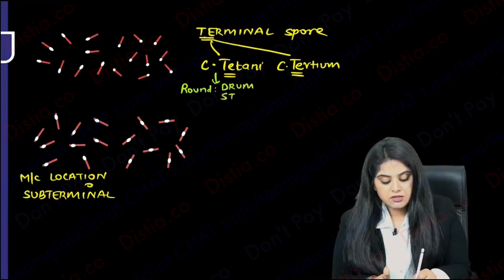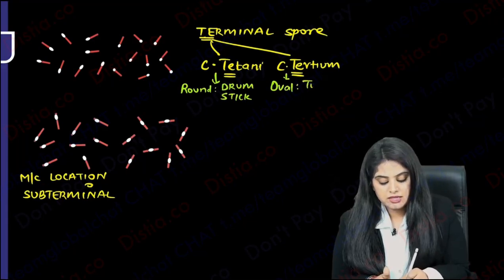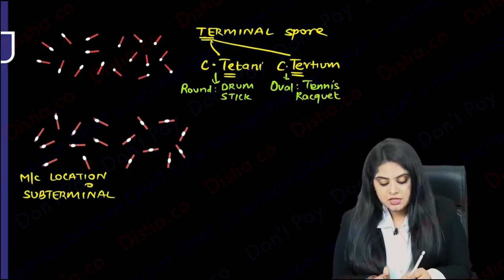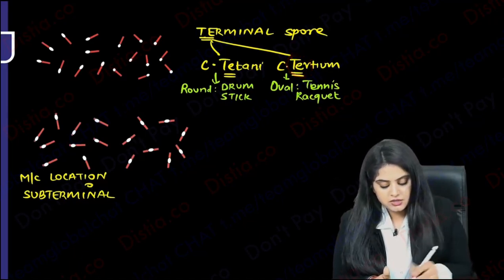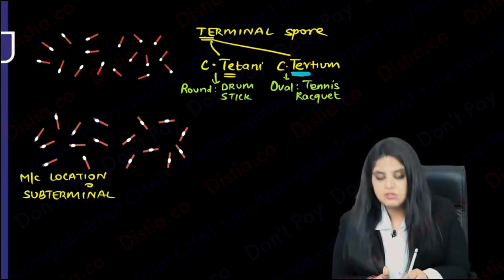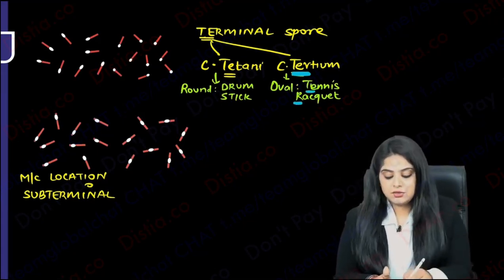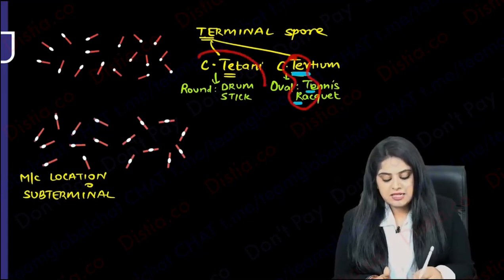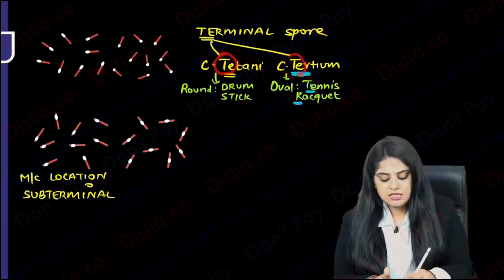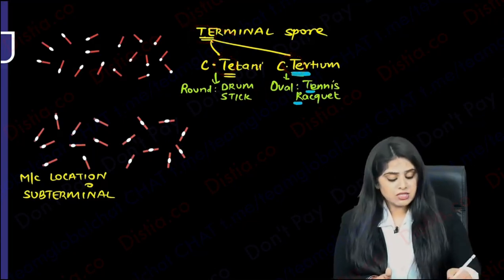Tetani is going to look like a drumstick, whereas tertium is going to be an oval spore, so that is going to look like a tennis racket. Many students get confused in the exam about which is drumstick and which is tennis racket. So again, tertium is TER, which is TE for tennis and TER for racket. So tertium is tennis racket and tetani is drumstick, but both have TE, so both are terminal.